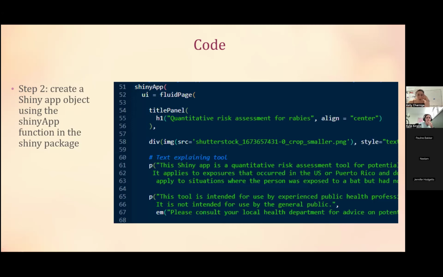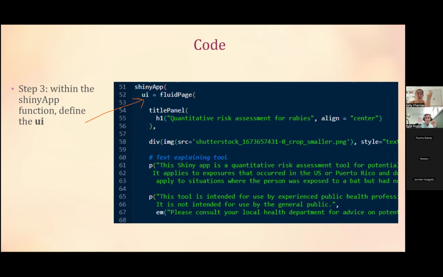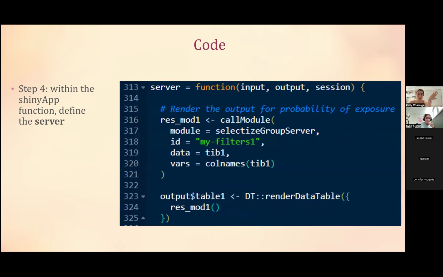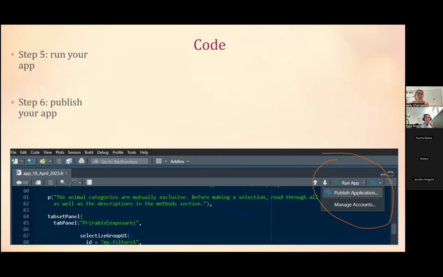Then you want to create a Shiny app object using the shinyApp function in the Shiny package. So here we have shinyApp, and there's two parts to this. The first part is the UI, which you have to define within the function. The second part is the server, and this is the part that's rendering the output. So that's the part that's talking to the display that someone is looking at. I don't know if I've explained that very well, but okay.